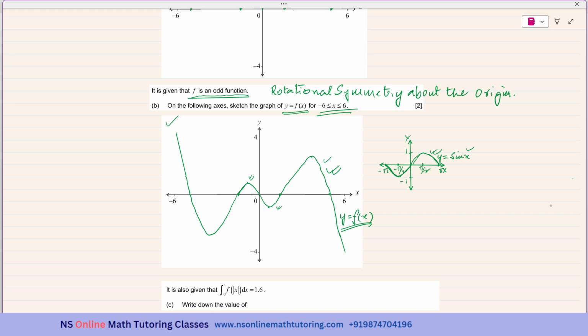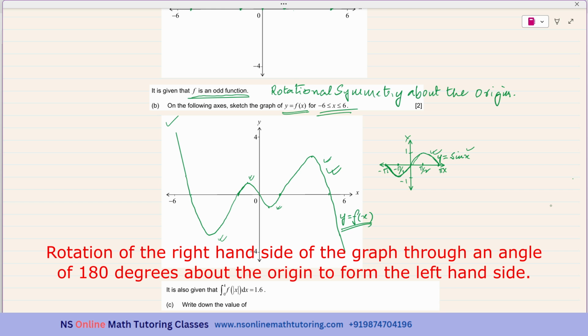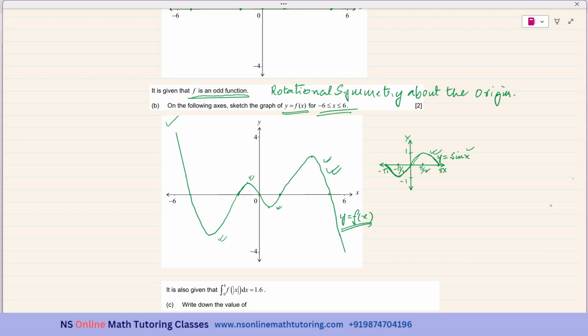And when on the right hand side the graph is moving up, the left hand side of the graph is coming down below the x-axis. So this is known as rotational symmetry about the origin. This is the property of every odd function.